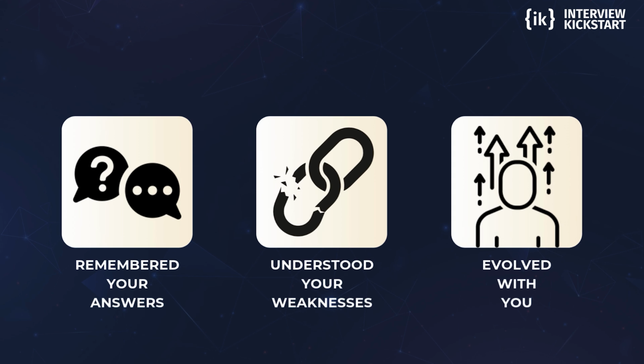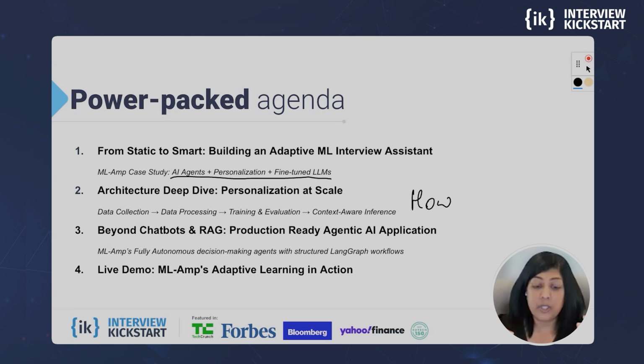When we think about standing up any ML application, in this context ML AMP, we should think about pipelines: data collection pipelines, data ingestion pipelines, data processing pipelines, training and evaluation pipelines, and finally providing the context-aware inference that you will see today with ML AMP. Now, ML AMP goes beyond the conversational chatbots and RAG. RAG is one small aspect. It's one agent in this whole application infrastructure.